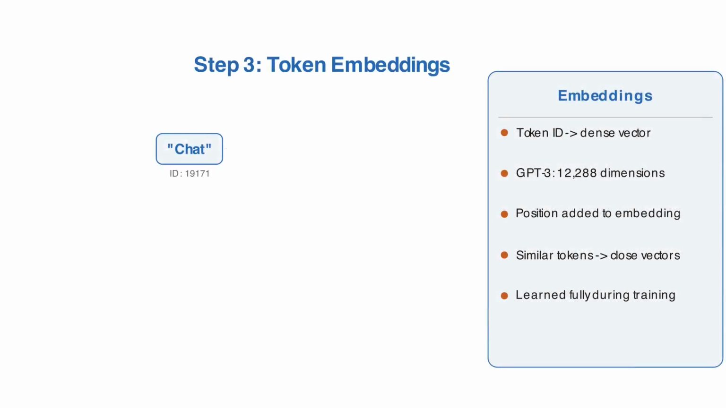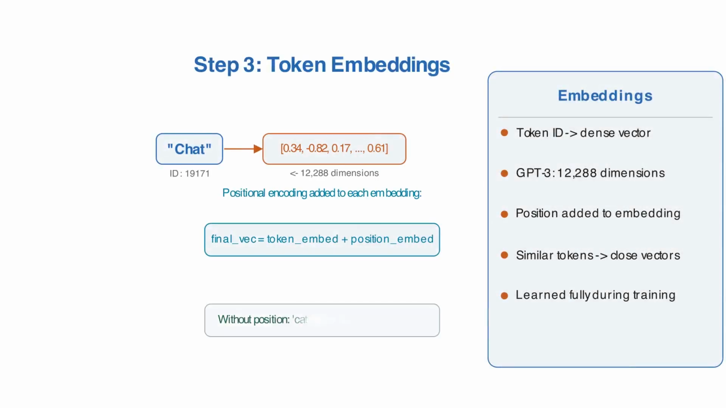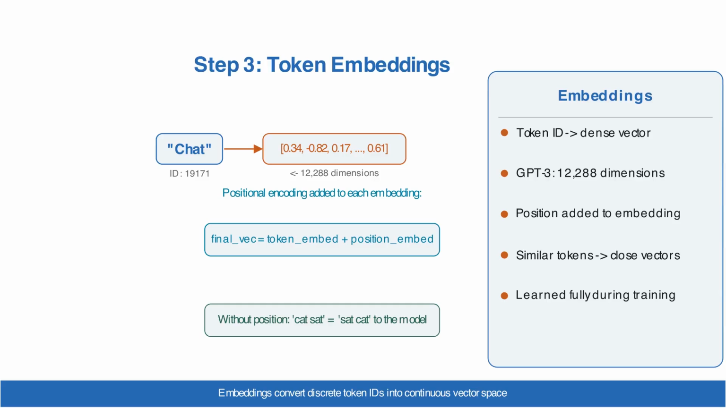Each token ID is converted into a dense vector, a list of 12,288 numbers for GPT-3. This is called the embedding. Similar tokens end up close together in this high-dimensional space. A positional encoding is then added to each embedding so the model knows the order of tokens. Without this, the transformer has no sense of which word came first.